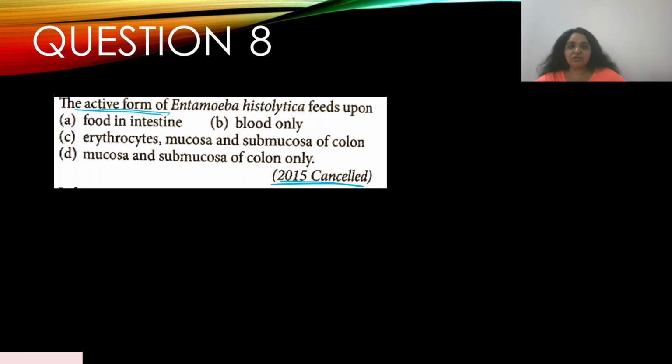The active form is the trophozoite, which is active, which moves around. And they also reside in the erythrocytes. So there's blood also coming around with trophozoites during amoebic dysentery. So it's actually three: erythrocytes, mucosa, and submucosa of colon. Please go back and go through the life cycle of Entamoeba. That is why I discussed Entamoeba. See, now there's a question related to that, right? So the answer is C.